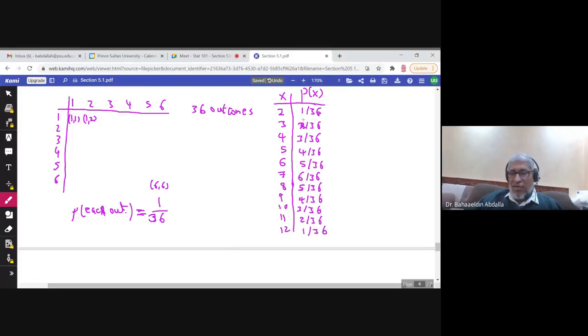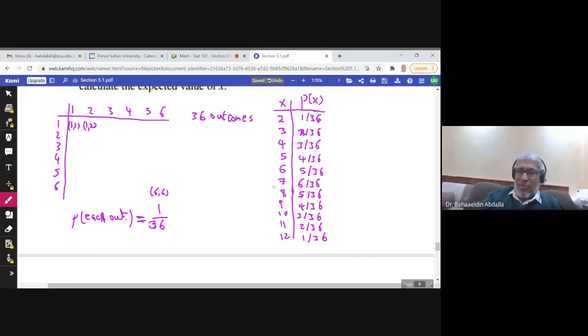Now, if you add all of these numbers, you should get 36 over 36. 3, 6, 10, 15, 21, 26, 30, 33, 36. So this is a complete probability distribution of this experiment.